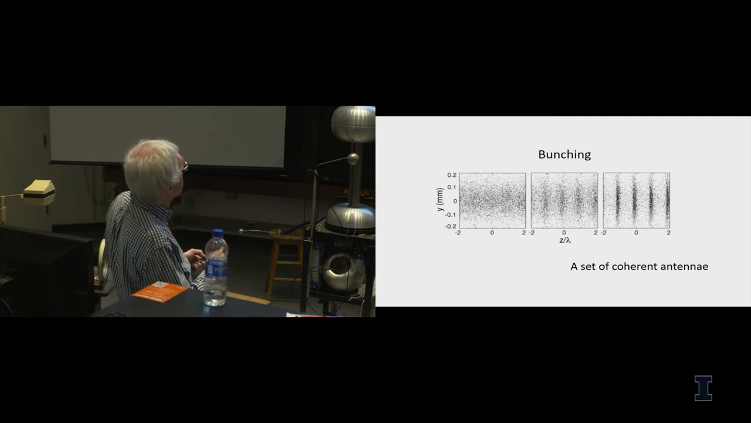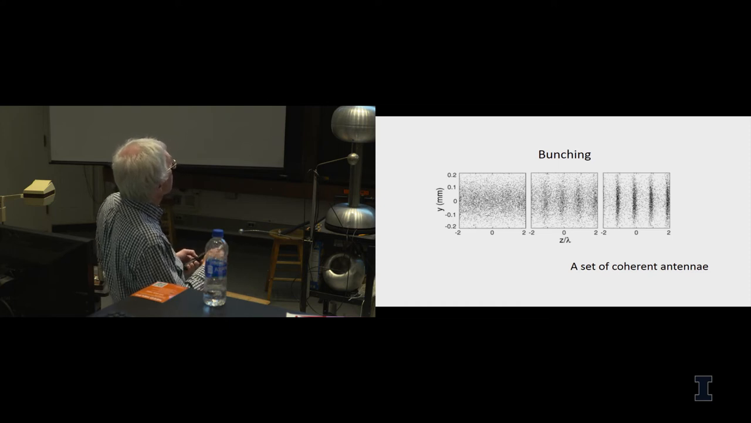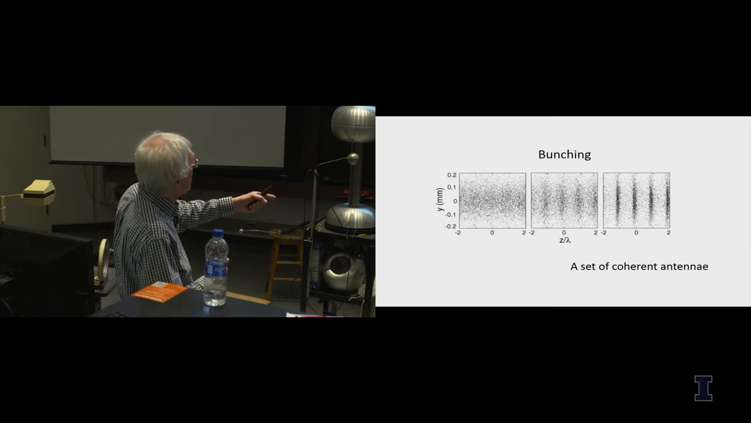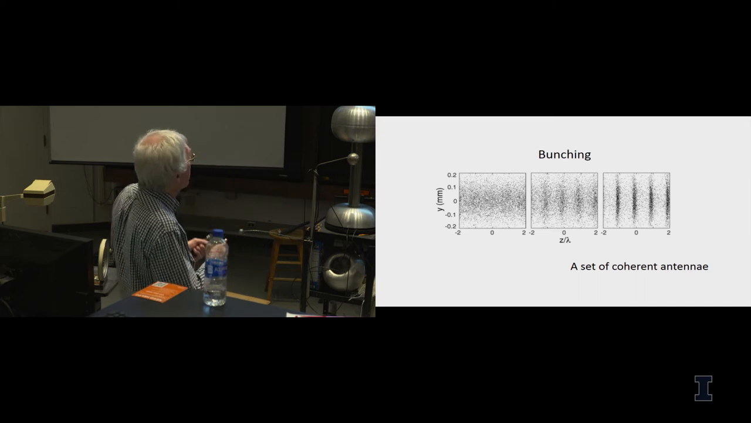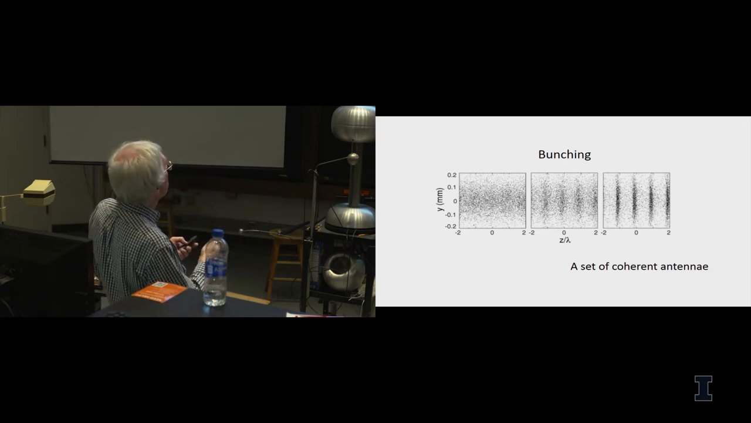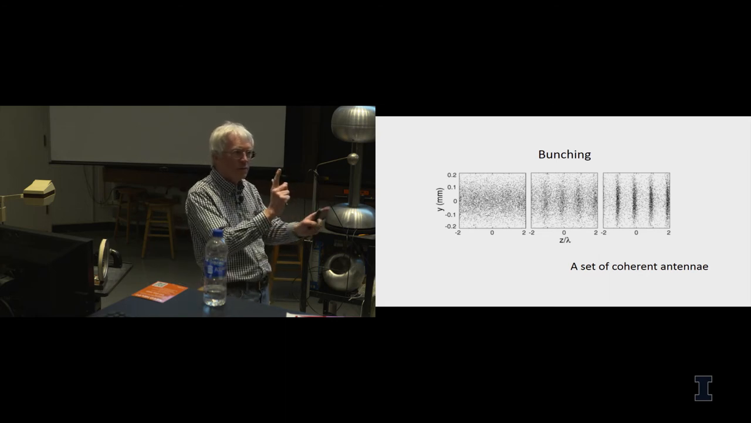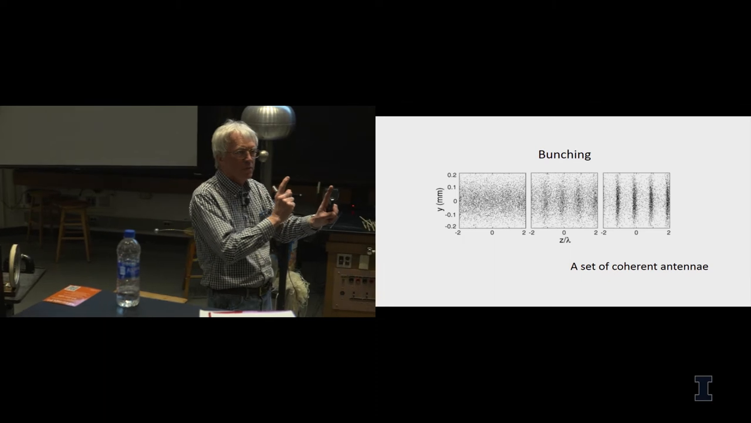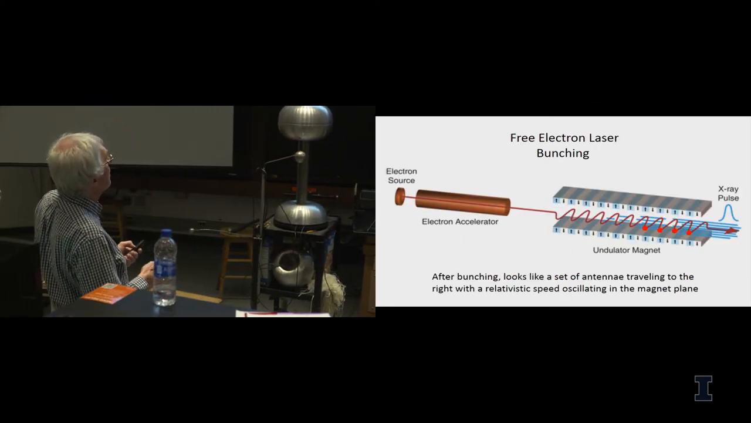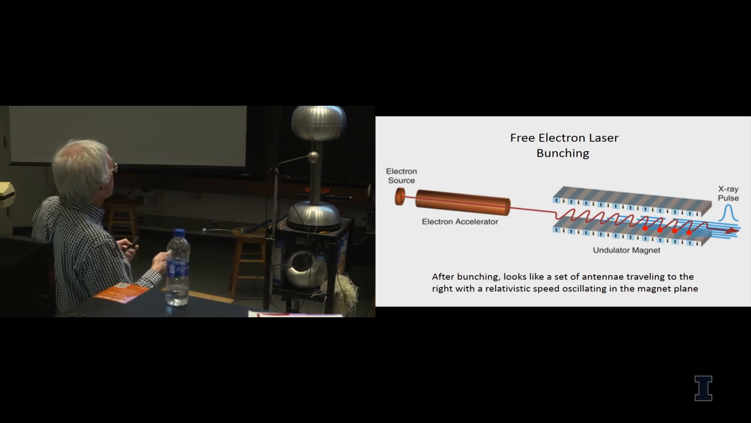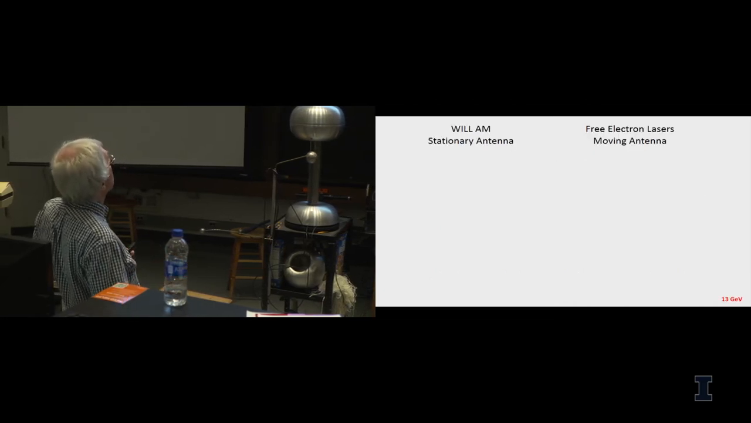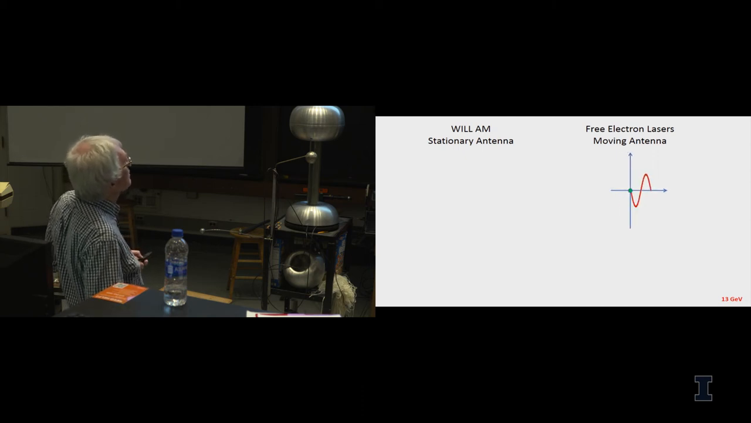And so this is just some calculations that were done to illustrate that in the early days of FEL physics. You can see that interaction of the electric field acting on the electrons that are in the beam leads to an exchange of energy that depends on where the beam is with respect to the magnetic field. And this leads to an increase in density right here and eventually to a large increase in energy. And this is what gives you your antenna that is perfectly placed to coherently radiate and be Doppler shifted at the same time. After bunching, it looks like a set of antennas traveling to the right with a relativistic speed, oscillating in the magnet plane. Oh, I guess I like this slide so much we have to watch it twice.